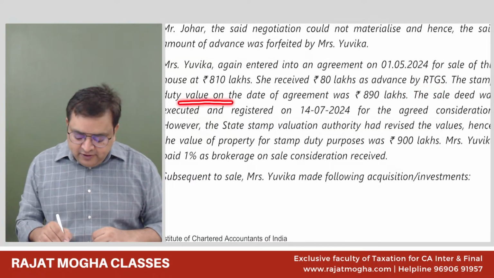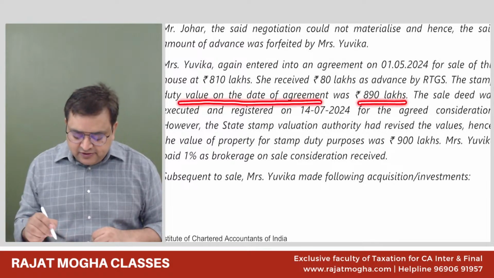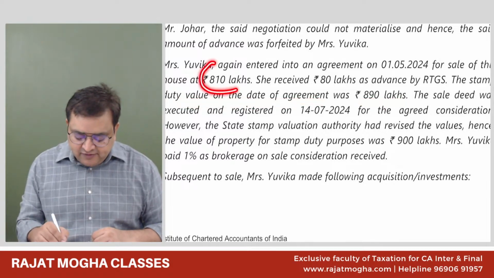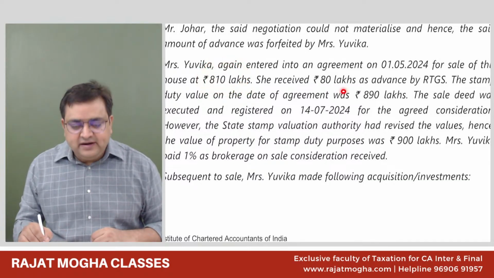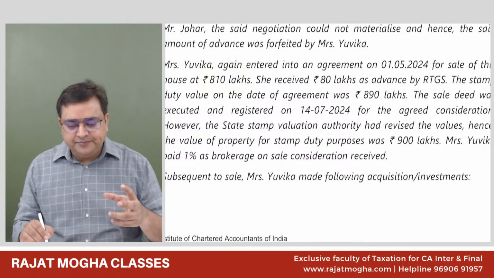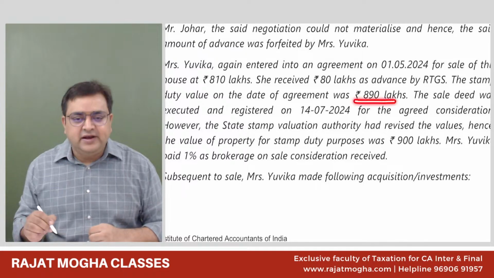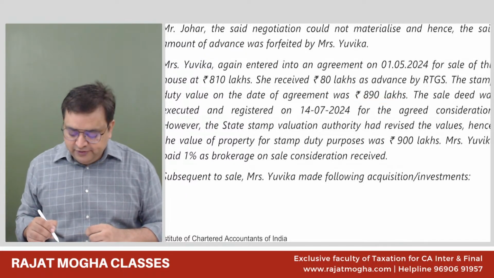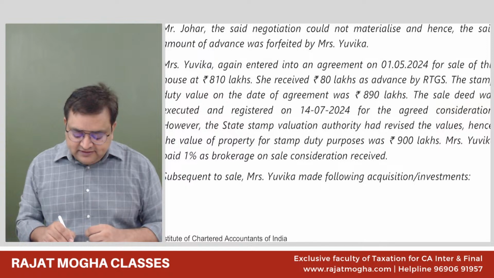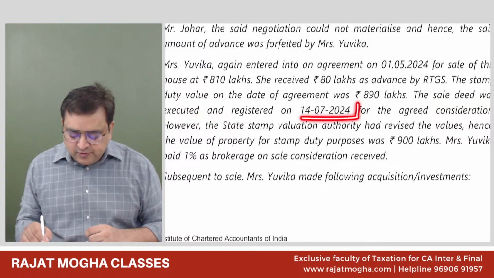The stamp duty value on the date of agreement was 890 lakh. She's selling it for 810, but on that date she made an agreement actually. And at the time of agreement, the stamp duty value was 890. The sale deed was executed and registered on 14/7/24.